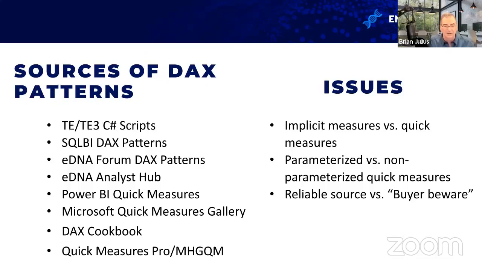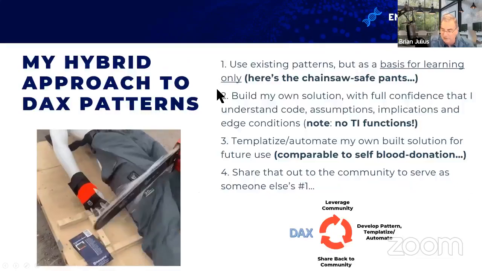That is a tool developed by Greg Deckler for Enterprise DNA, but he's also got a free version that he calls Microsoft Hates Greg's Quick Measures. There's a fun story about that. I've actually got an interview with him on YouTube that talks about the whole genesis of that. But this is really an entire comprehensive engine for DAX patterns that you can use to incorporate all these other sources. And I will definitely show you that.